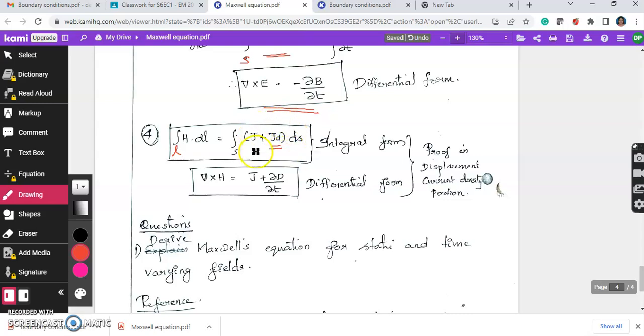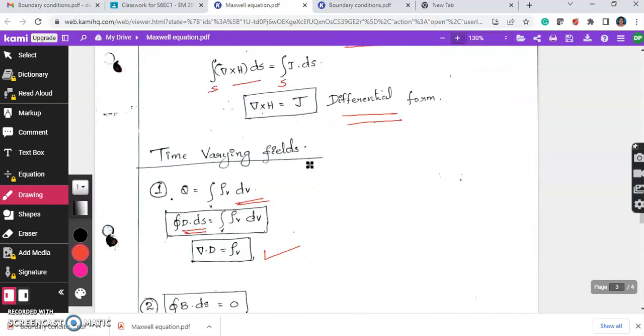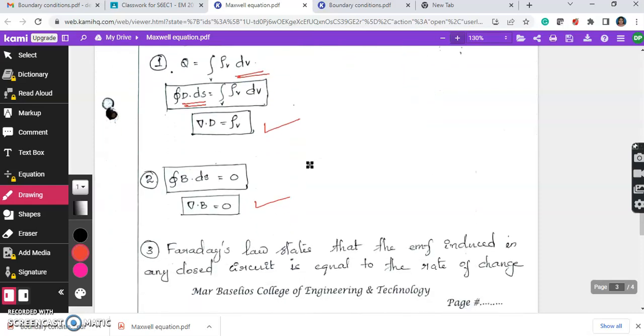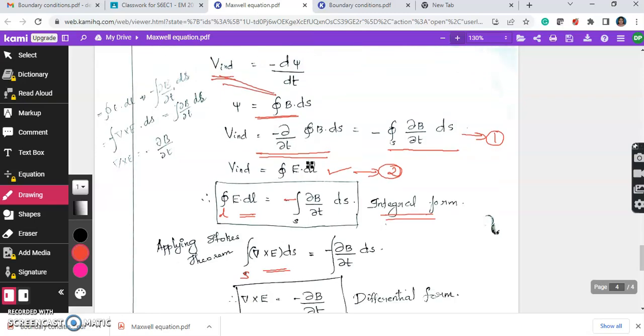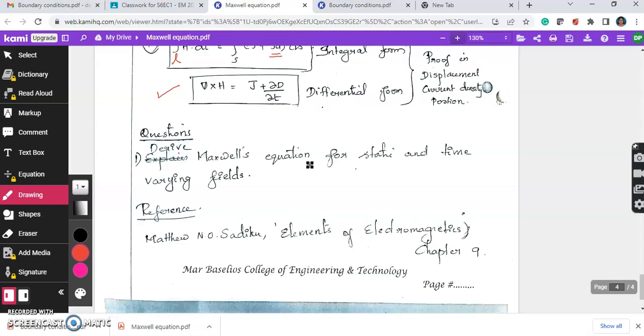Okay, so if that is happening, then I can write del cross H is equal to J plus dou D by dou t. That means for the time varying field, we have one more component on the RHS, that is dou D by dou t. So this is actually the differential and integral form of Maxwell's fourth law corresponding to the time varying field. Okay, so if we are considering the time varying field, there is no change for the first two laws, but in the third law we have one change, and in the fourth law we have one more term. That's all about the review of Maxwell's equations. Thank you.